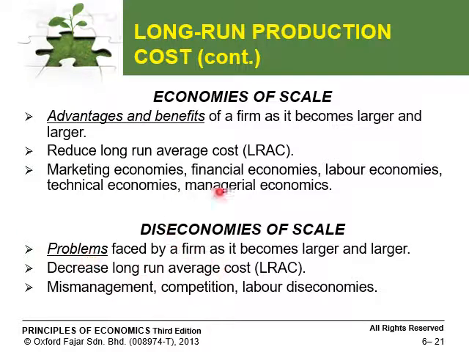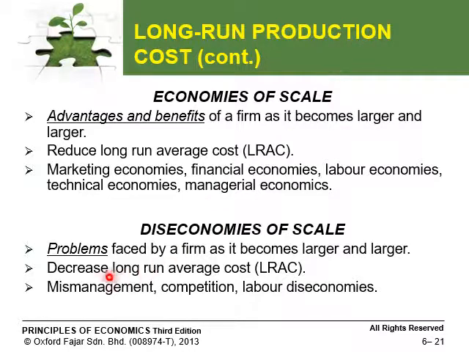So what happened to the diseconomies of scale? Usually this is the problem faced by the firm as it becomes larger. Because of this problem, it will incur costs. That is the reason why, when you see the long run average cost curve going downward, it suddenly goes upward because of diseconomies of scale. It will increase your firm's production costs. Okay, that is the reason why the long run average production cost increases.